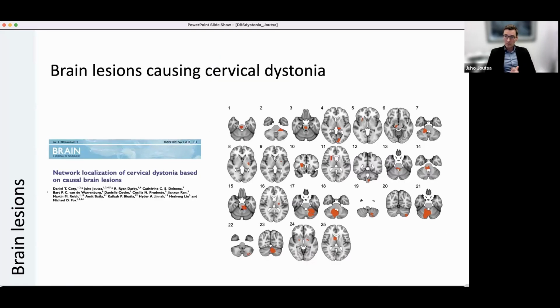All right, how about dystonia? The first study focused on cervical dystonia only, which is the most common isolated adult onset dystonia. Here you can see lesions causing cervical dystonia, and as you can see, there's no common denominator in these lesions.